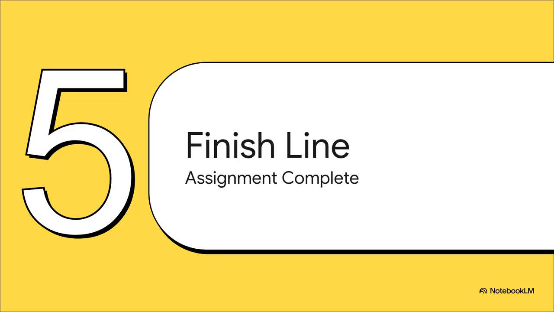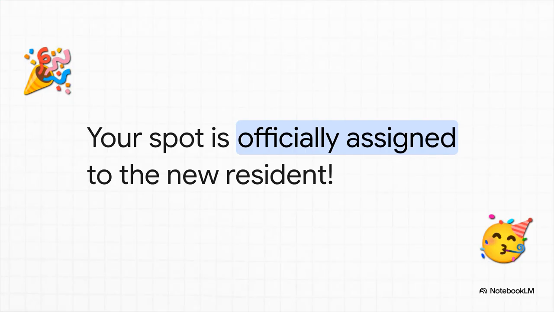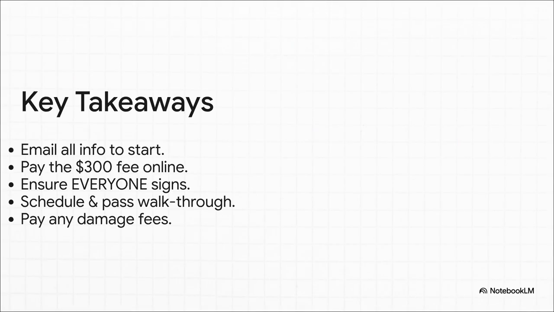And just like that, we've made it to the last step. Section 5, crossing the finish line. All the hard work is done. Let's wrap this up. So once that addendum has every single signature, the walkthrough is done, and any fees are paid, congratulations! That's it. Your spot on the lease is officially assigned. You are officially done. So let's just do a super quick review of the main things to remember.